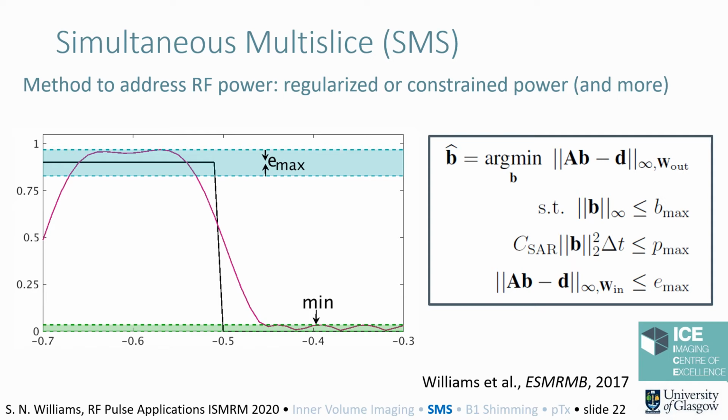The optimization has direct constraints on RF peak amplitude, integrated pulse power, which is proportional to SAR, and in-slice excitation error. When SMS is posed as a 1D pulse design, so only along the slice dimension, this optimization with multiple constraints is computationally feasible for online pulse design by using semi-definite programming methods.